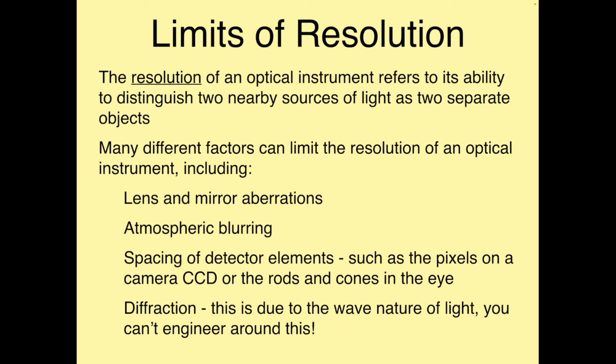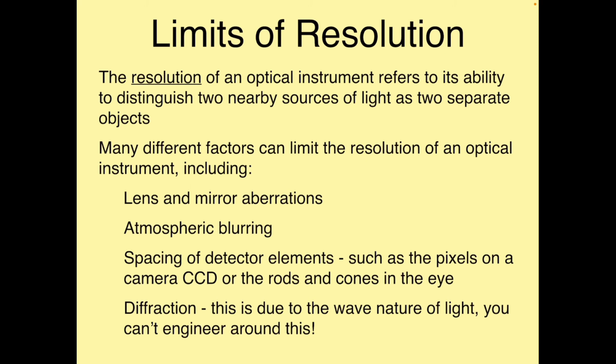Another important factor is the spacing of detector elements. So in a camera, we're talking about the pixels on the camera. Anything smaller than a pixel on your camera just can't be resolved. We can only resolve things as small as the smallest detector element on your camera. Or if we're talking about the eye, these would be the rods and the cones in your eye. Any feature that's smaller than that, we're just not going to be able to see it with your eye.